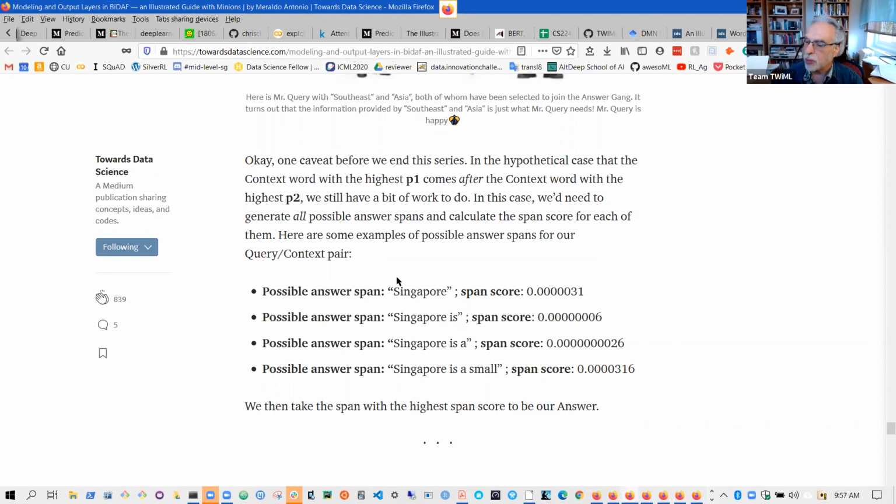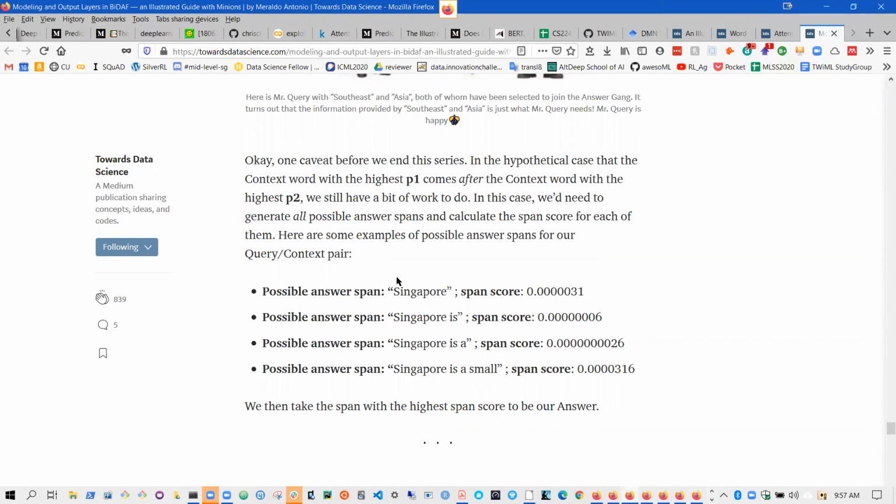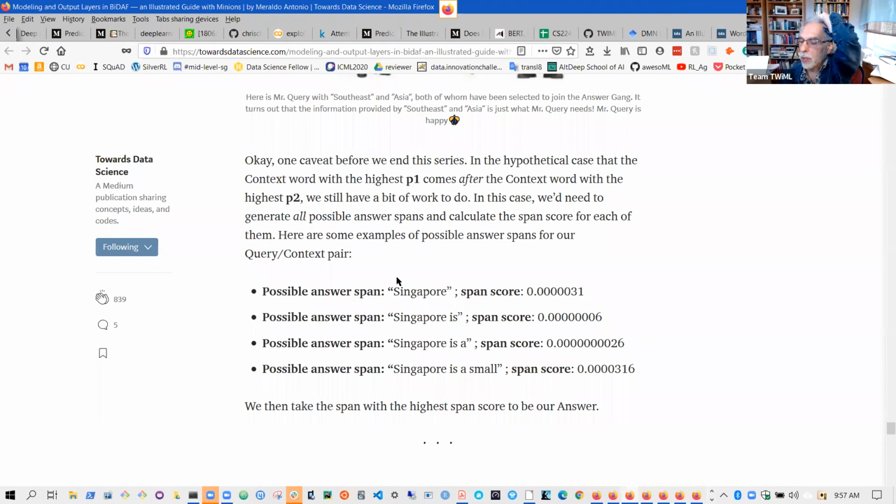But then you have to filter these combinations, right? The start word has to come before the end word. So combination would do that automatically, right? Yeah, that's right. So if there were 5 words in your context, then it would be 5 factorial over 3 factorial times 2 factorial, which is 5 times 2. You'd have to go through 10 possibilities.